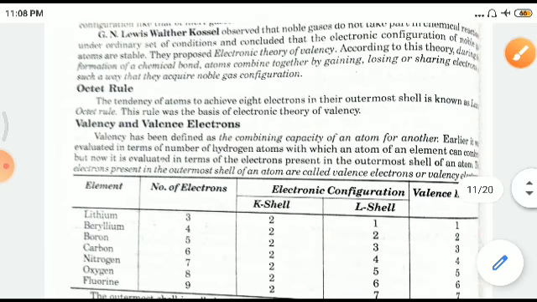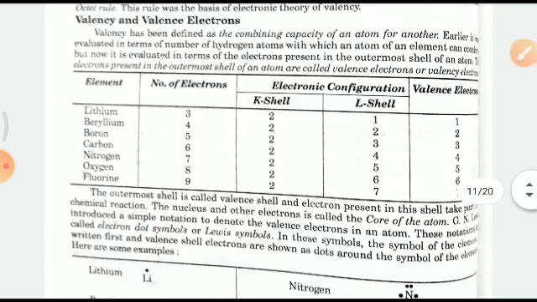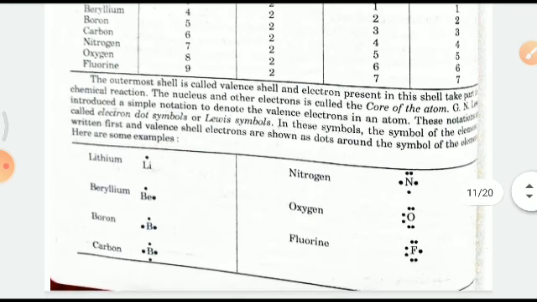Now, valency and valence electrons. You can see here that if the number of electrons in lithium is 3, then 2 electrons first go to the K shell and the remaining electron goes to the L shell, and the L shell electrons are the valence electrons. For beryllium it is again 2, 2, so 2 electrons are valence electrons, and boron is 2, 3, and so on and so forth. Right, and these electrons are shown as dots, as you can see here, lithium, beryllium.